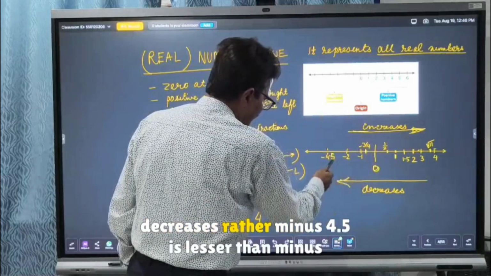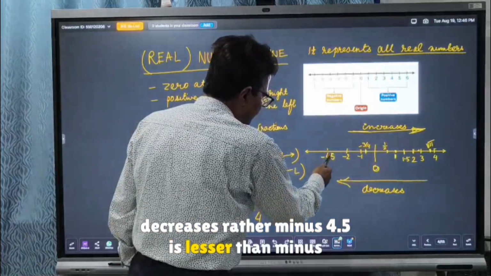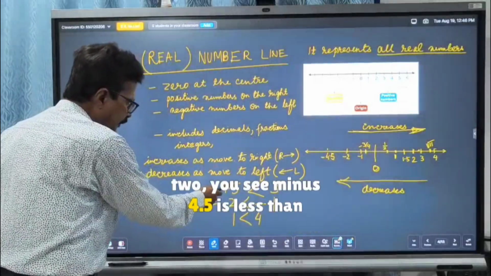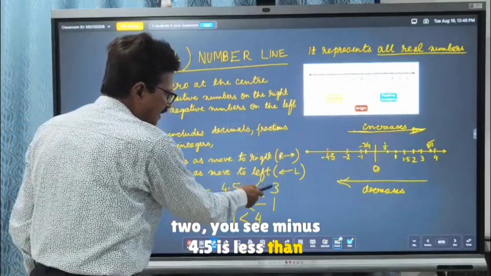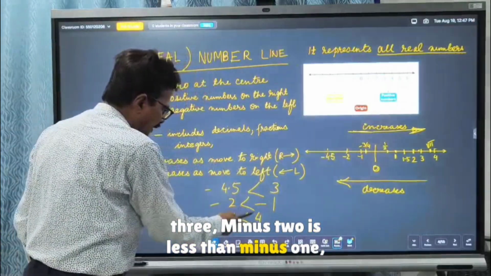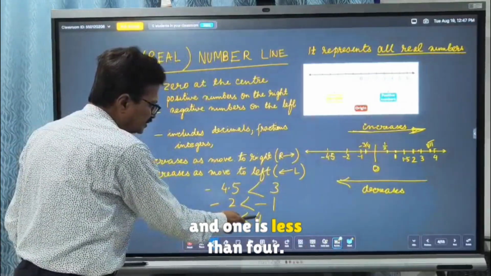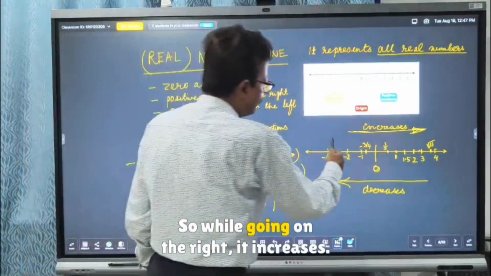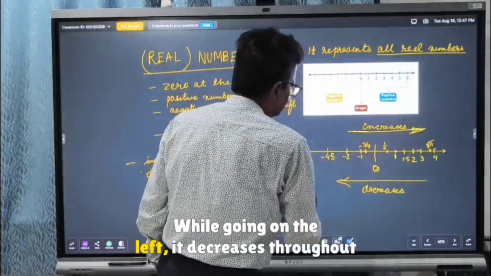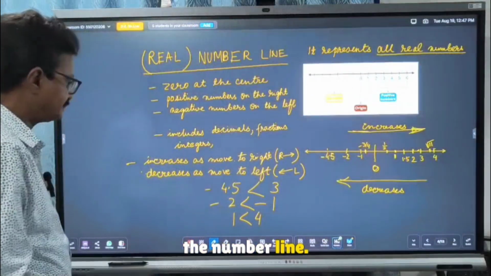Minus 4.5 is lesser than minus 2. You see, minus 4.5 is less than 3, minus 2 is less than minus 1 and 1 is less than 4. So, while going on the right, it increases, while going on the left, it decreases throughout the number line.